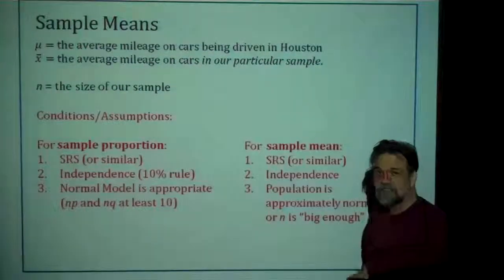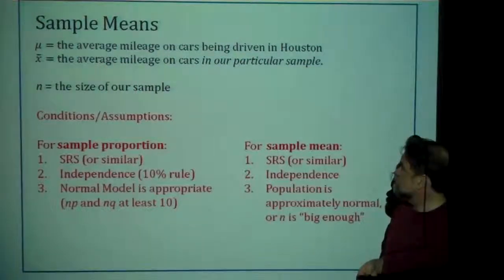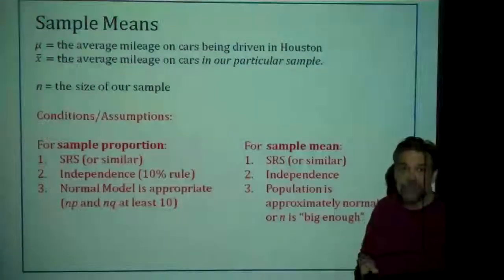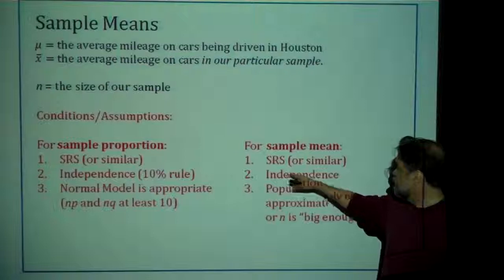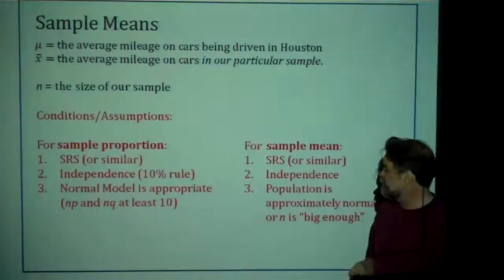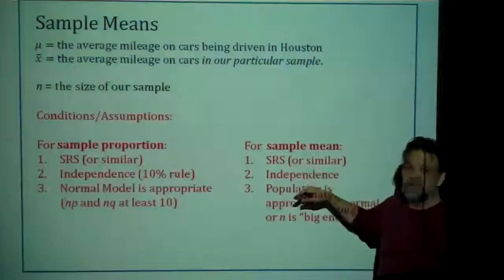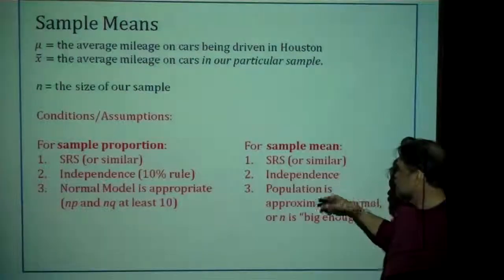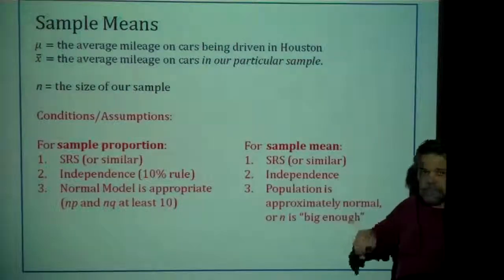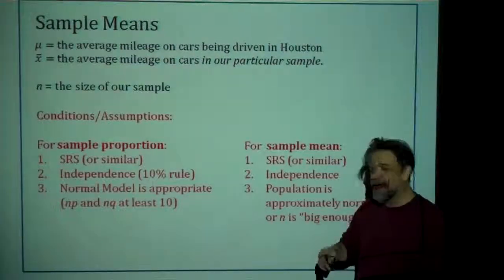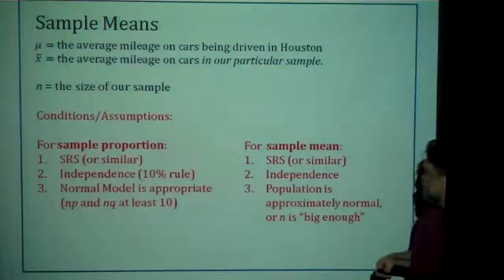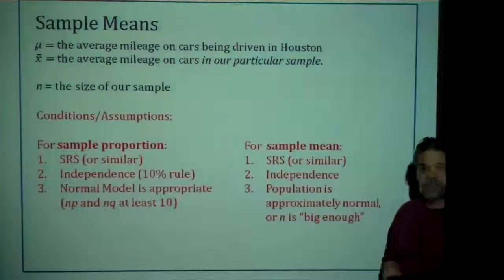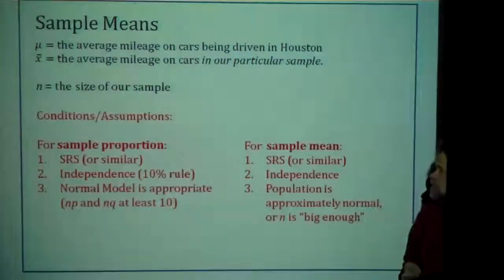You have almost the exact same assumptions and conditions for sample means. You still have to ensure that your data was collected well. You still have to make sure that you have independence. And generally, if your data is collected well, you're going to have independence, okay? But it's something that must be looked at. And then the population, again, you have to assume that the normal model is appropriate. And the way you do that is by using a normally distributed population, or you use an N that is big enough, okay? We'll talk about what that means in a few minutes.